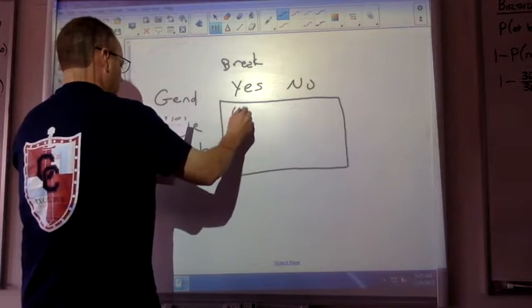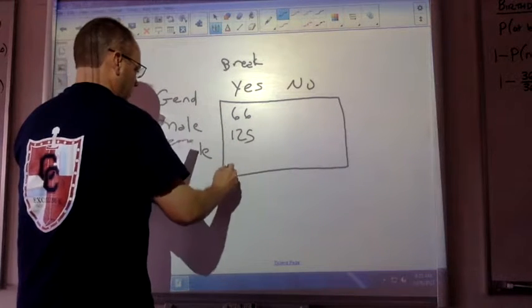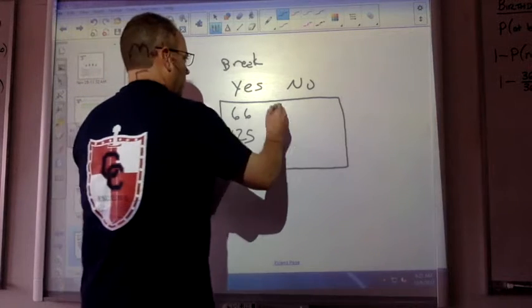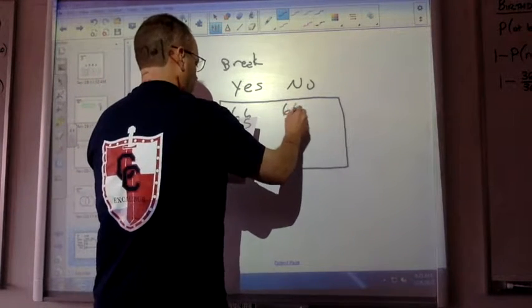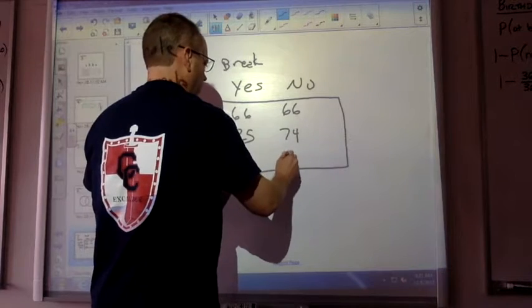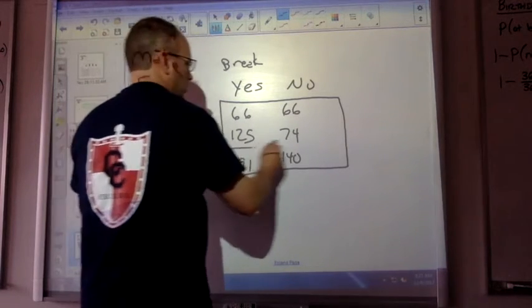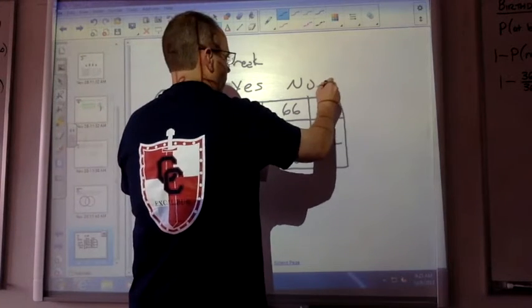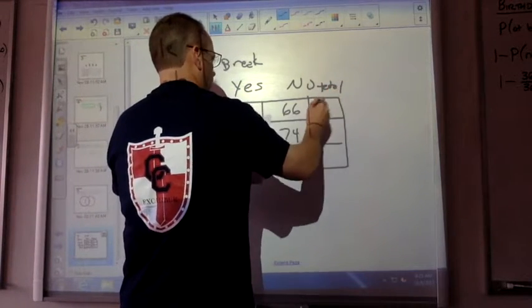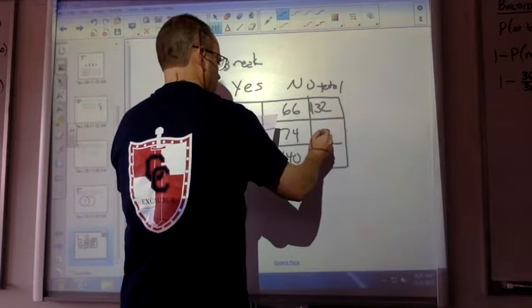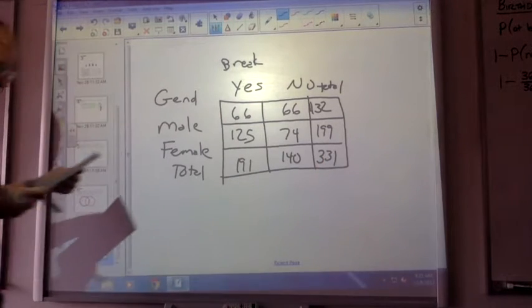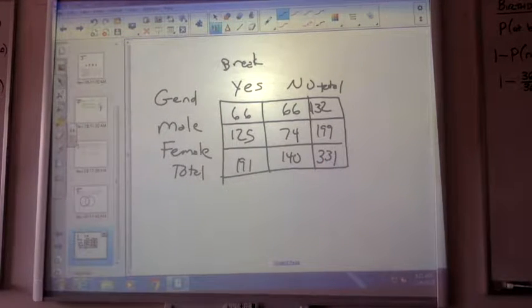So 66, 125, and then the total 191, and then the no is 66, 74, 140 total. And then we have the total over here for the yes and no's: 132, 199, and 331. Is that right? Do you guys have that as your first problem? Okay. Just gotta make sure.